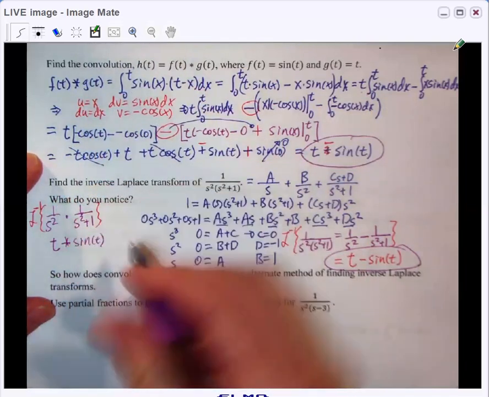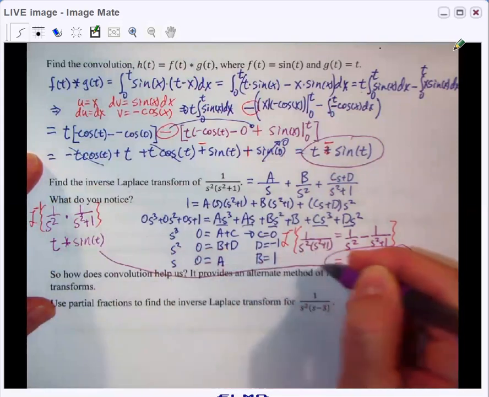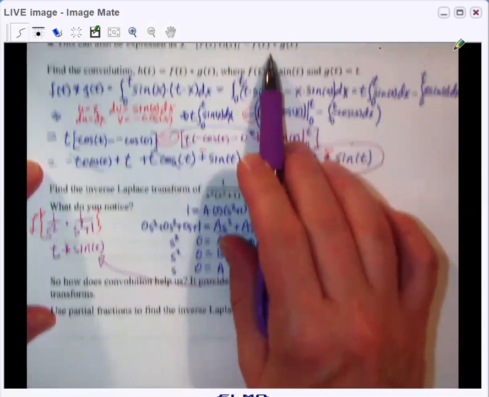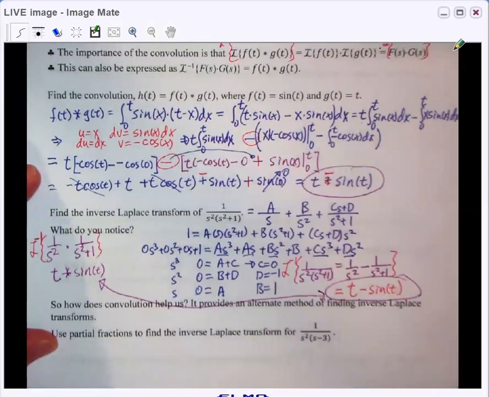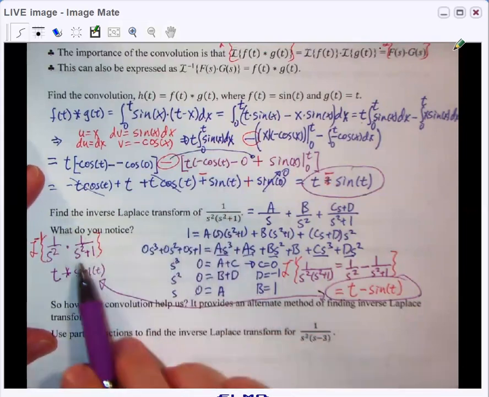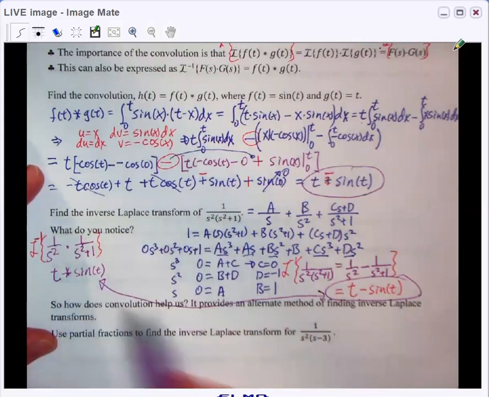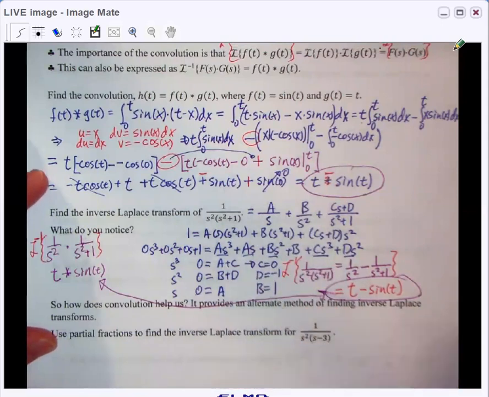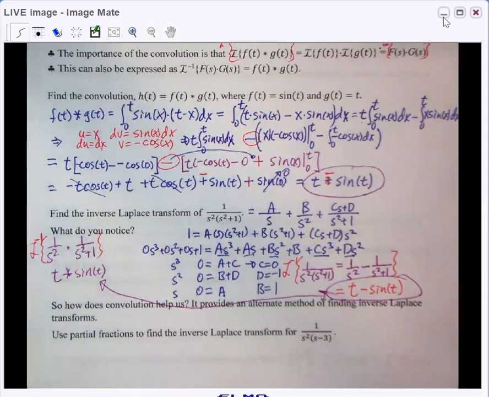So you'll notice that this guy and this guy are equal by design, and that's why we use the convolution theorem, is we can take and solve this problem, if it's nice, in a different way instead of having to do partial fractions. So let me stop there and we'll pick up with another example at the start of the next video.